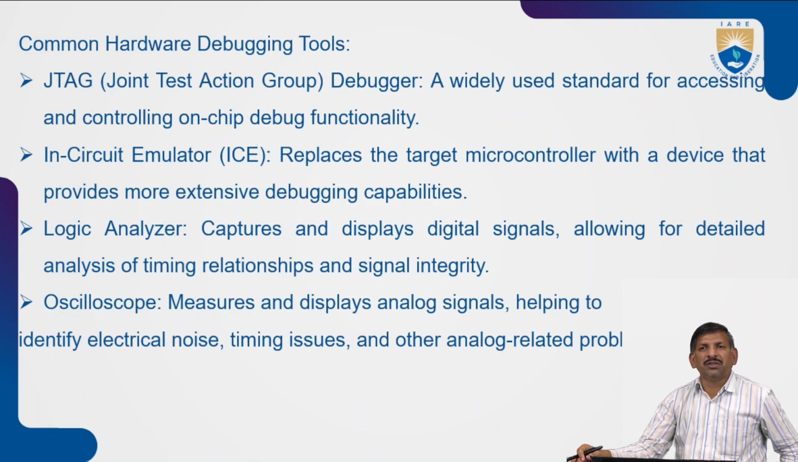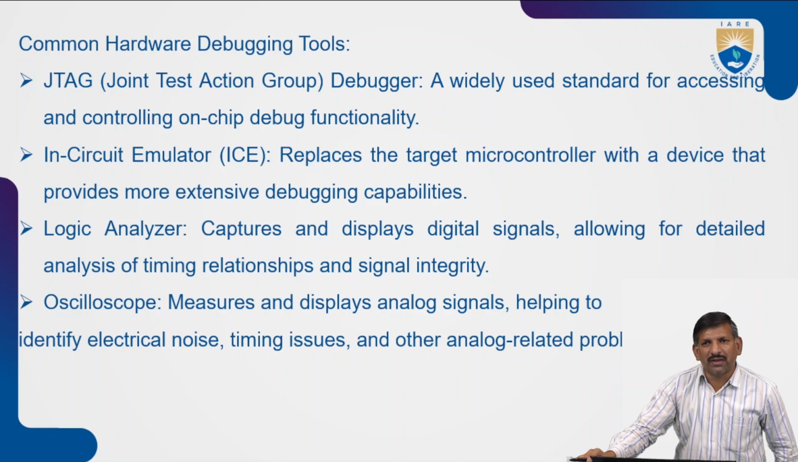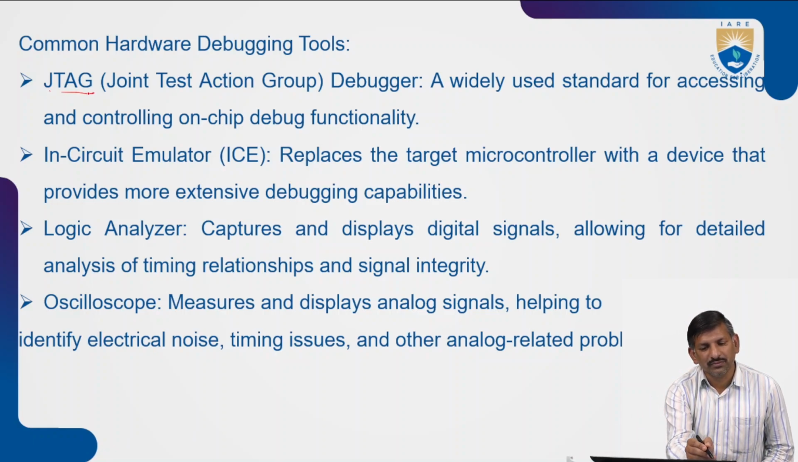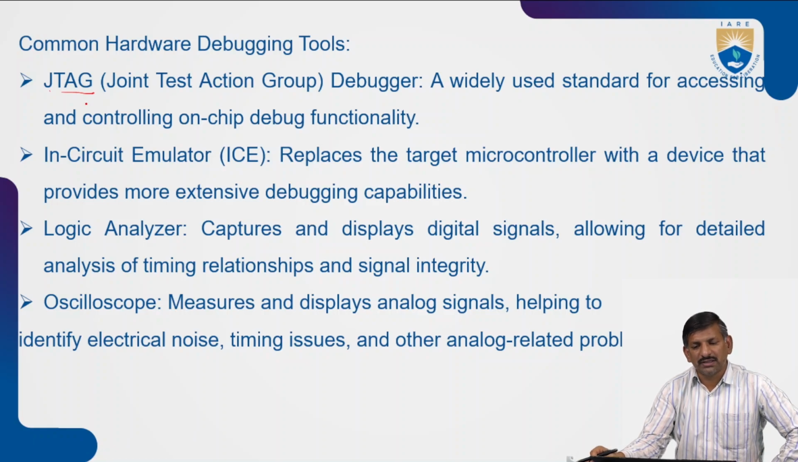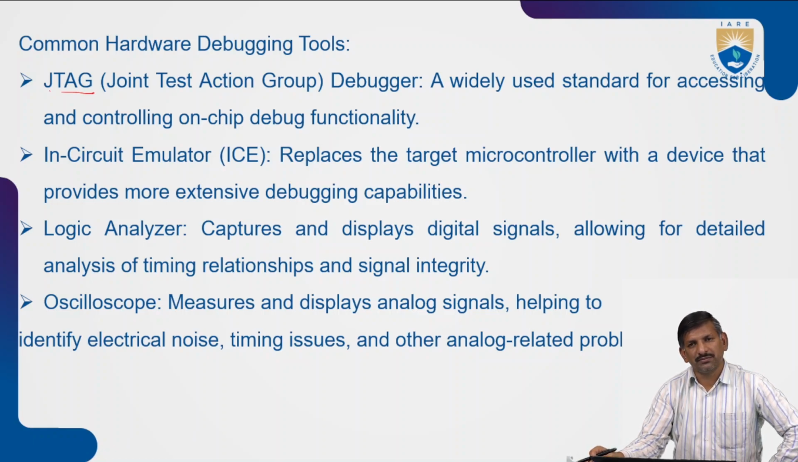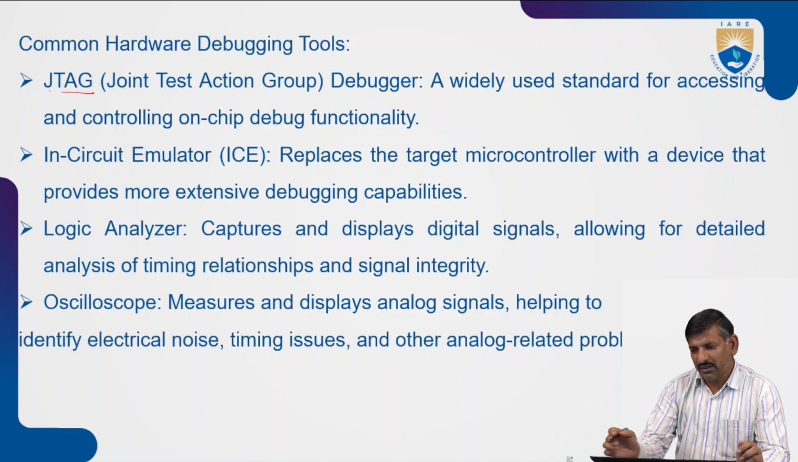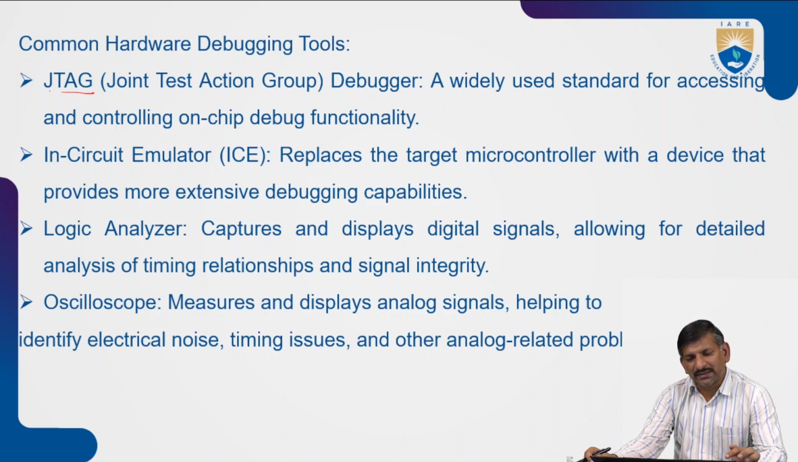So there are different types of hardware debugging tools available. One is JTAG, Joint Test Action Group Debugger. A widely used standard for accessing and controlling on-chip debug functionality. JTAG is a standard method for debugging the hardware functionality.